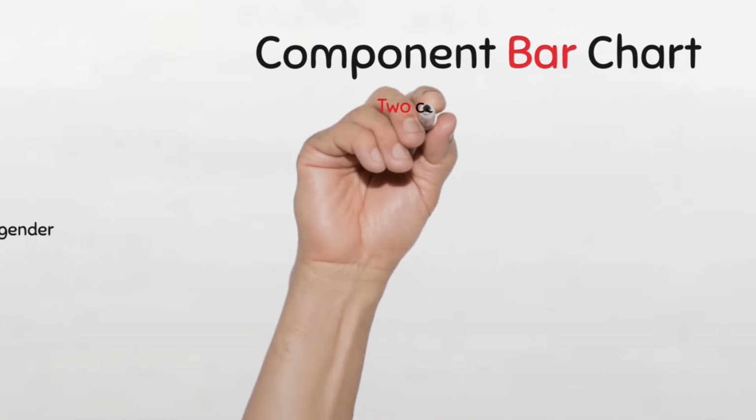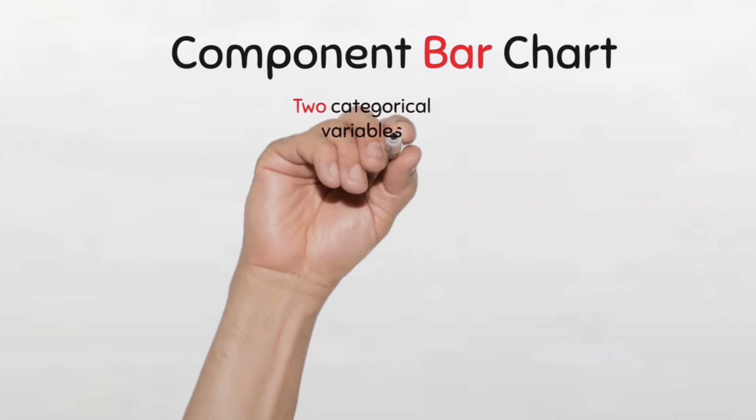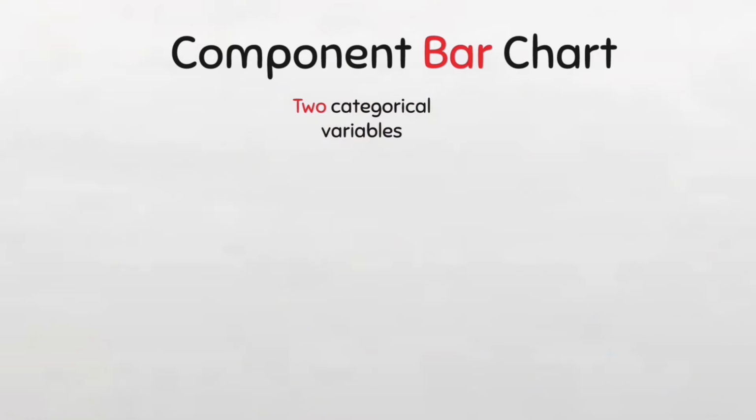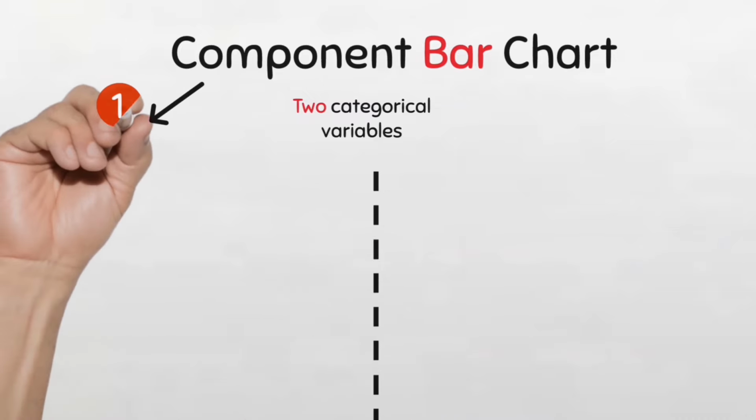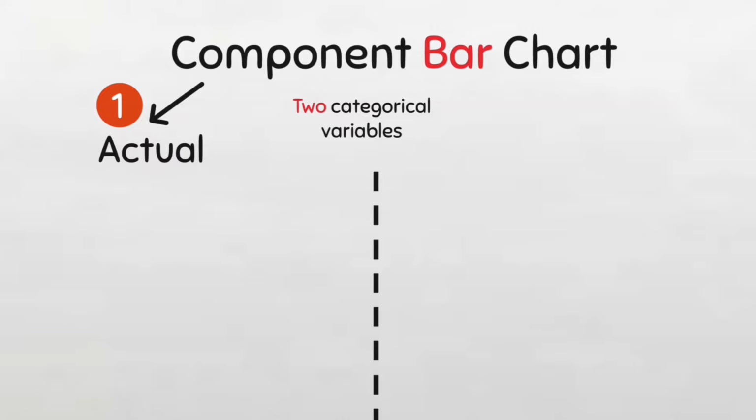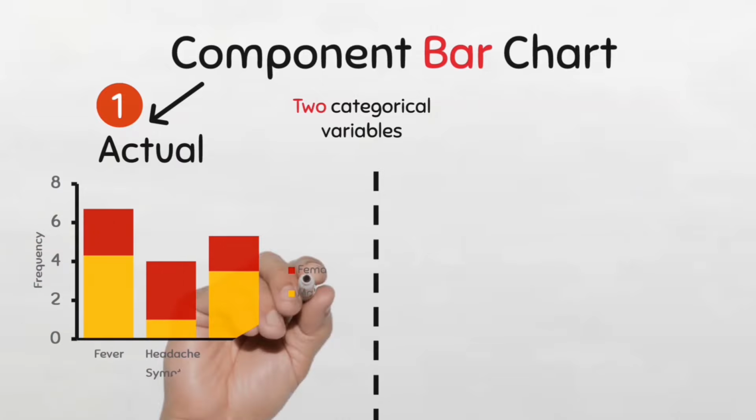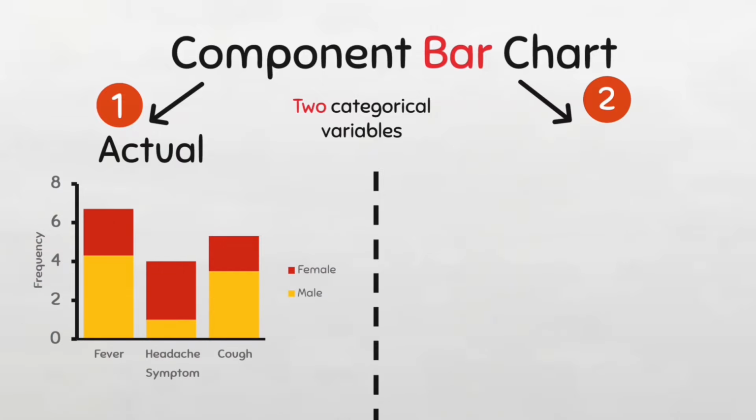This is also used to represent two categorical variables, but here the bars representing the categories of the first variable are subdivided into components representing the categories of the second variable, i.e. the subcategories. There are two types of component bar charts. The first is called the actual component bar chart, and then the second is the percentage component bar chart.